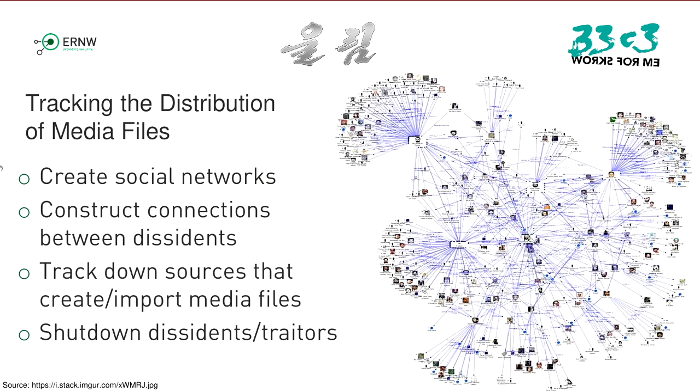What you then could do if you do this on a large scale, like in a complete country, for example, it allows you to connect social networks. It allows you to connect connections between dissidents, connections between traitors. What it then allows you is not only shut down users where you, for example, had access to a system and you found this file, you're also able to shut down the sources of those files. So, for example, users that create files or users that import files from outside of the country. And you are basically able then to shut down all the connections between those suspected people.